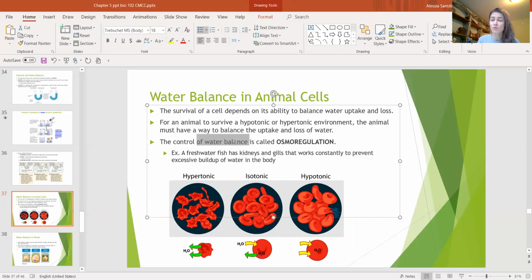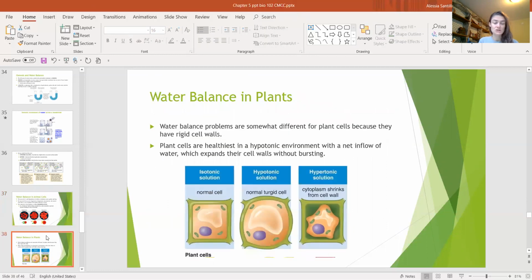So the control of water balance is a big deal, and this is known as osmoregulation. Now, in a plant, things are a little bit easier. If you think about it, plants really need water. You need to water your plants, something that I continuously forget to do, and that's why plants don't do very well in my house. Plants really like water, okay? And they can actually deal with a lot of water going inside of their cells.